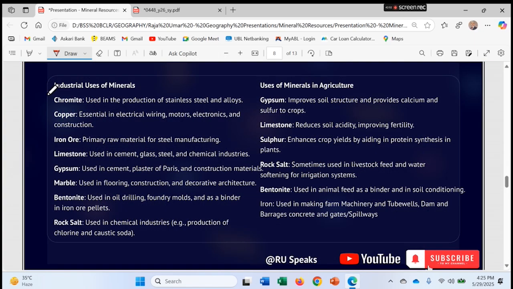So here we have the uses of certain minerals in Pakistan in different industries, whether in the industries or for the use of minerals in the agricultural sector. So chromite, it is used in the production of stainless steel and alloys. Copper, essential in electrical wiring, motors, electrics and the construction.